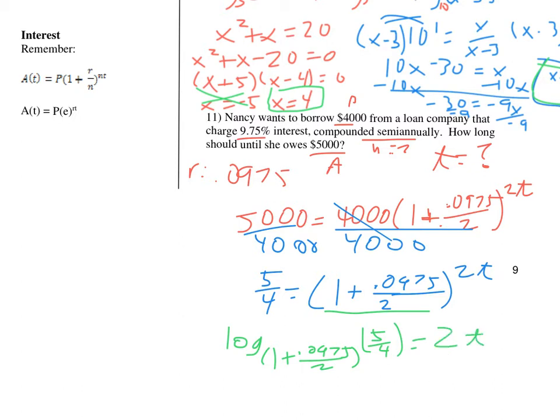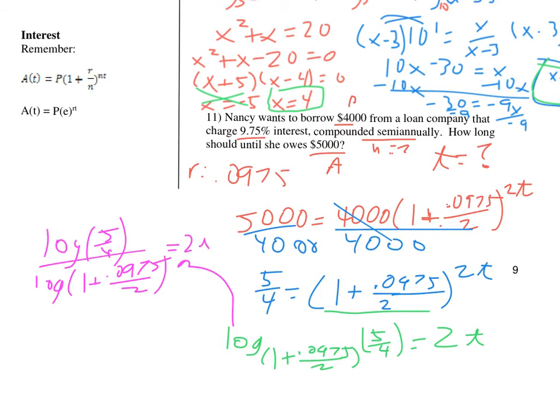So now I can do my change of base formula. So I'll go up here and do that. So now I'm going to type this in the calculator. So it's going to be log of 5 over 4 over log of 1 plus 0.0975 over 2 equals 2t. So I'll type that in the calculator now.